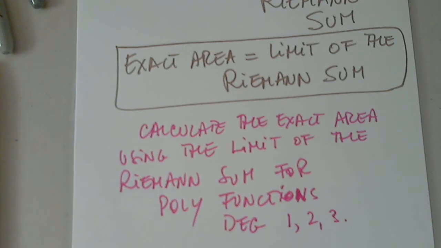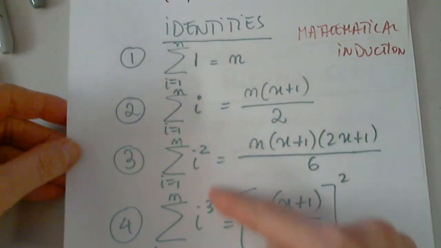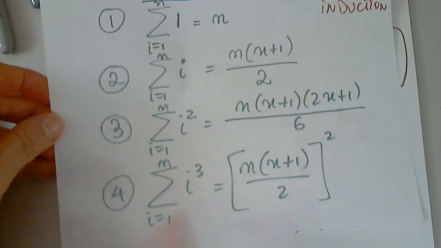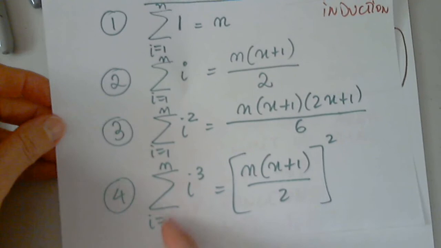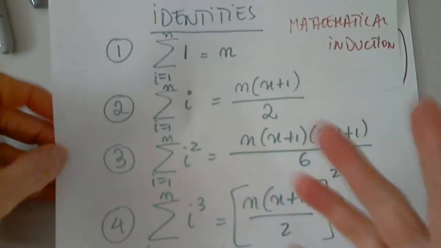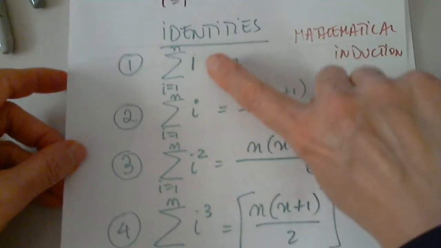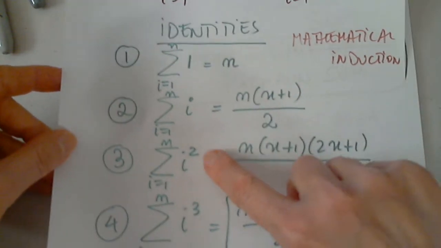How come that I cannot determine the limit of the Riemann sum for sine, cosine, tangent, etc.? Here's why. Because that's all I know. I don't know the limit of sine. I don't know the sum of sine. I don't know the sum of cosine. That's all we know: linear, quadratic, cubic.